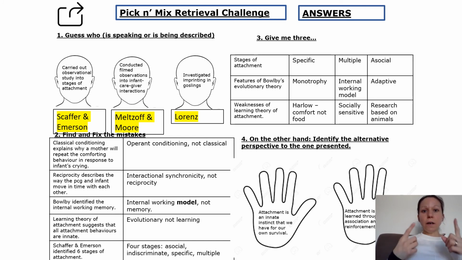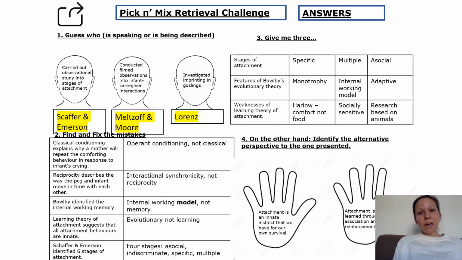And so mother learns, remember, any form of conditioning is the way in which we are learning. Mother learns, oh, okay, if I want to stop that unpleasant experience of listening to the baby crying, I need to see to its needs.